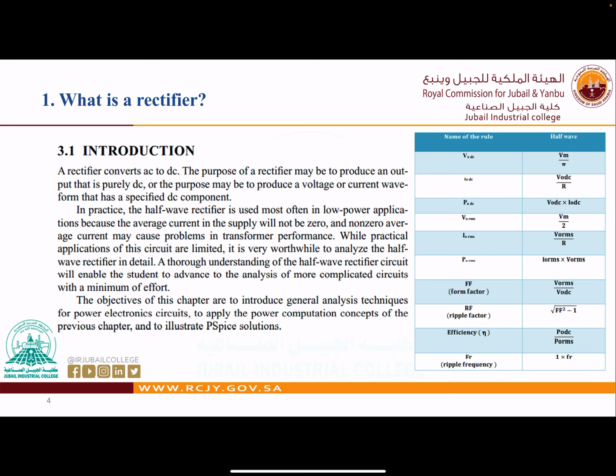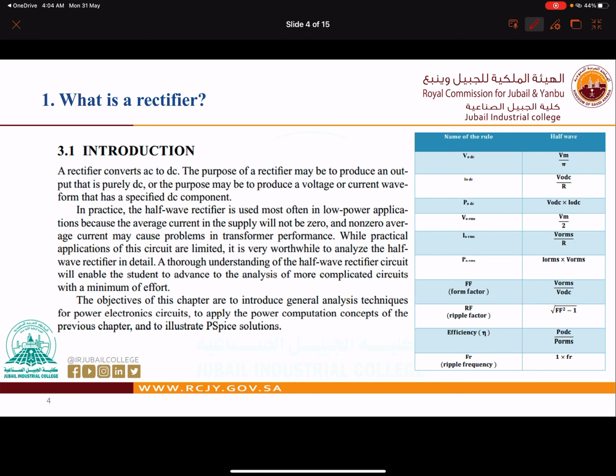Now, what is a rectifier? We know that the rectifier is a converter, and it is converting from AC to DC, right? The purpose of the rectifier is to have an output DC. Of course, it is not purely DC, but at least it is not AC.